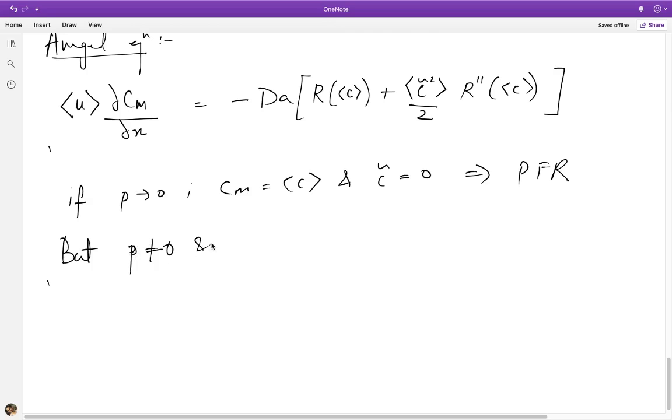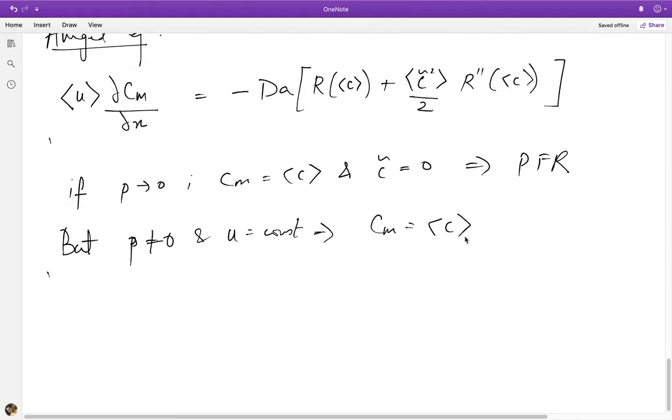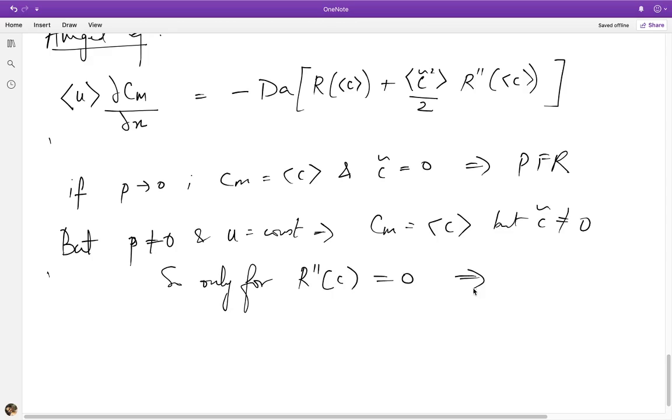If P is not equal to 0, however I have U equal to a constant, then I can show, as I described here, that if U is constant, Cm is still the cross-section average, but of course C tilde is not 0. So only for R double prime of C equal to 0, I get the PFR model. So in other words, there are two ways to get an effective ideal plug flow reactor model to be an accurate description.